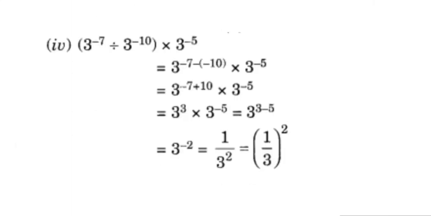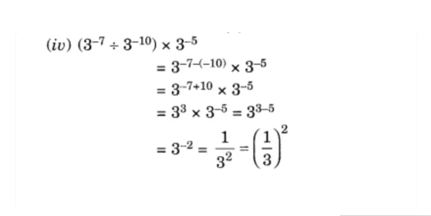Now see number 4. 3 raised to minus 7 divided by 3 raised to minus 10 into 3 raised to minus 5. So first we will use this divide identity. It means we will subtract the power. So it will come 3 raised to minus 7 and minus in bracket minus 10 into 3 raised to minus 5. Next line, 3 raised to minus 7, and this minus minus will come plus 10 into 3 raised to minus 5. Now 10 minus 7 is 3. So 3 raised to 3 into 3 raised to 5.